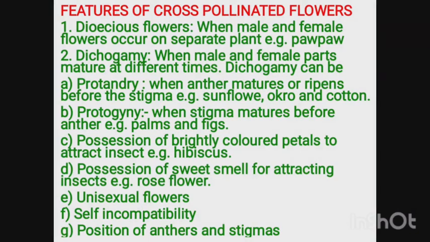Next, we have the position of the anthers and the stigma. One way to know a cross-pollinated flower is the position of the anther and the position of the stigma. So the position of the anther and the stigma is one way we can use to know a cross-pollinated flower.